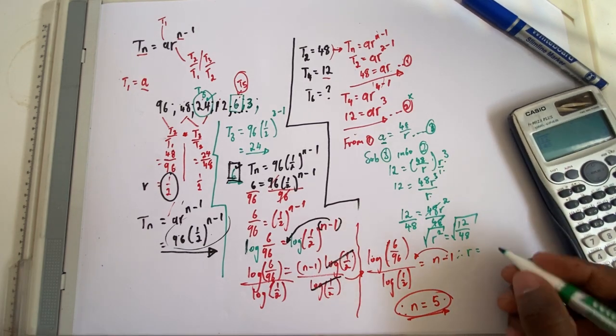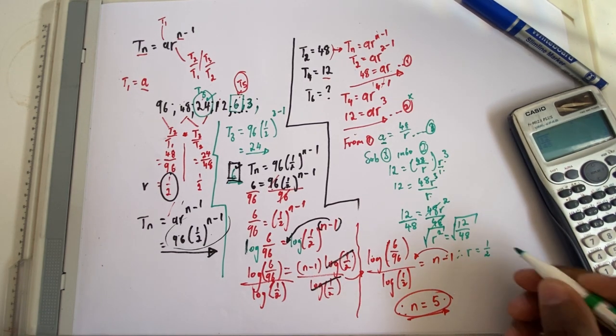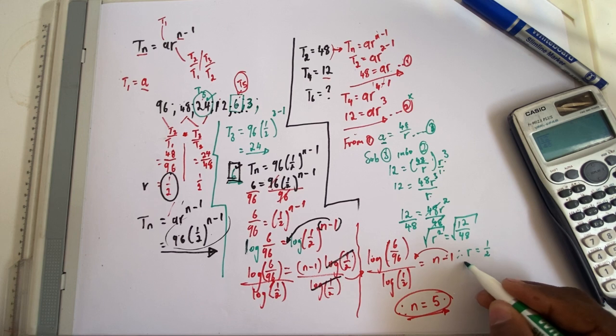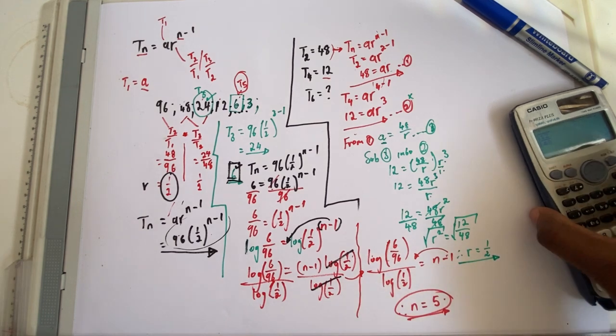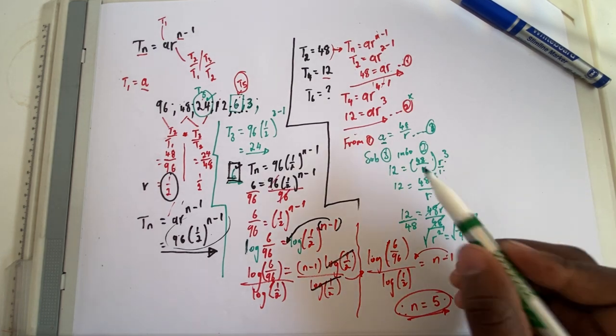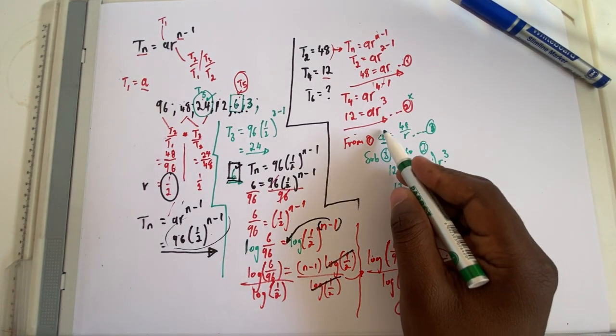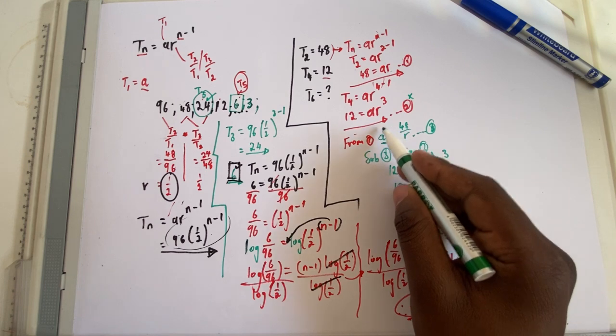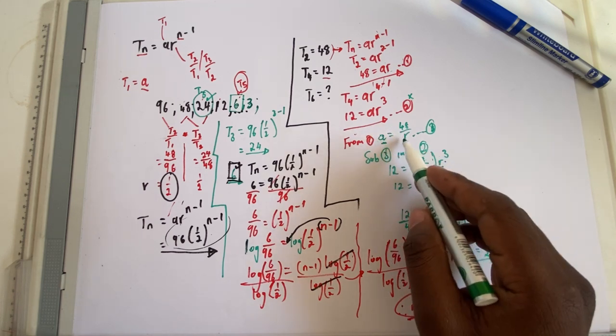I get r is what? R is half. So now that I have the value of r as a half, I also need the value of a. Now I'm going to take what? The equation number 3, because a is already the subject of the formula at that point.